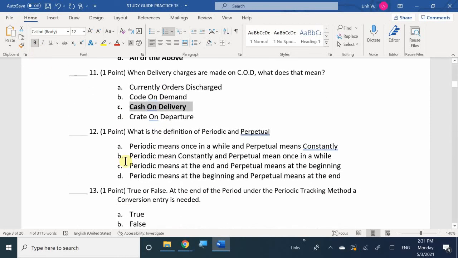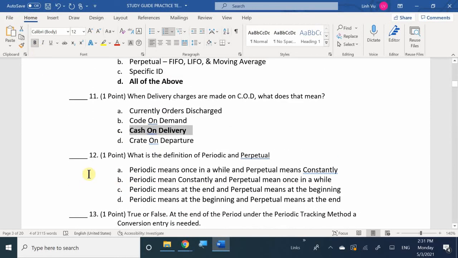Good. Number 12. What is the definition of periodic and perpetual? A. Periodic means once in a while, perpetual means constantly. Yes, that is true.